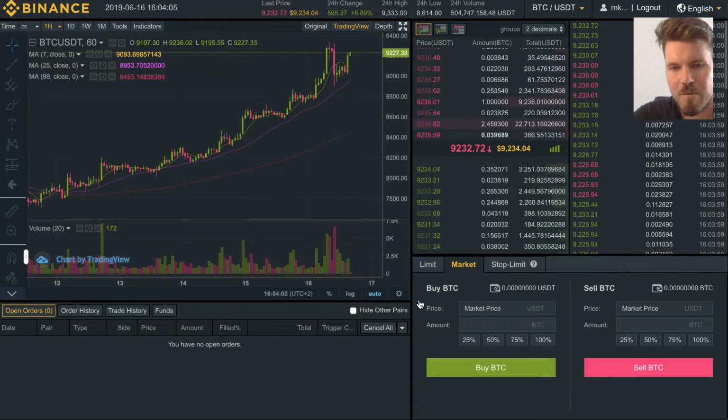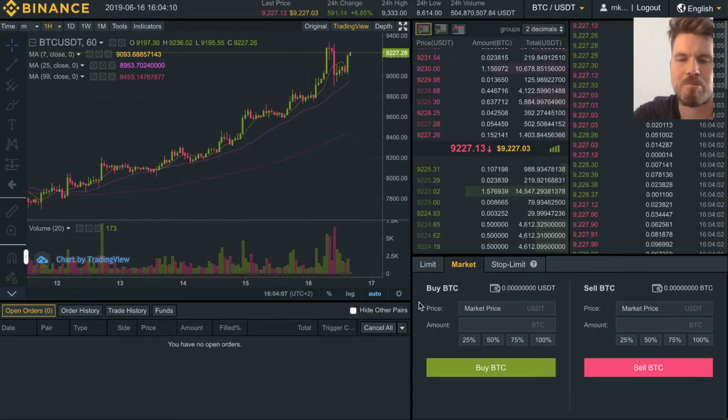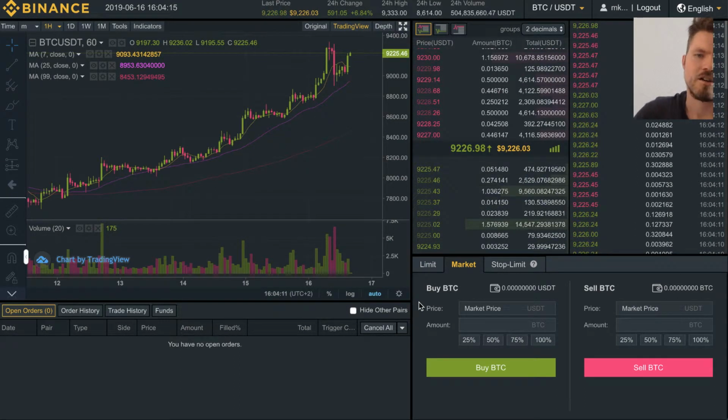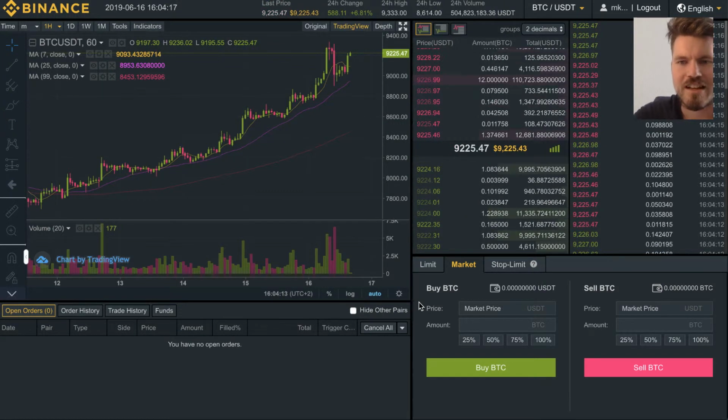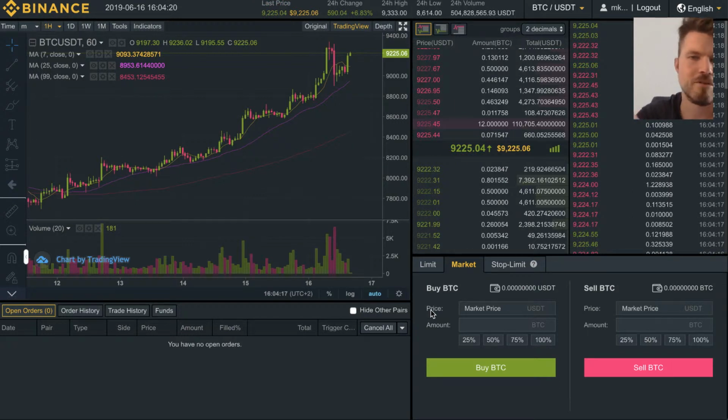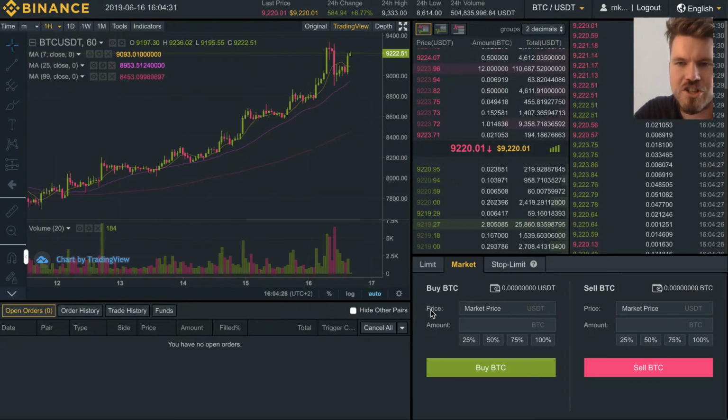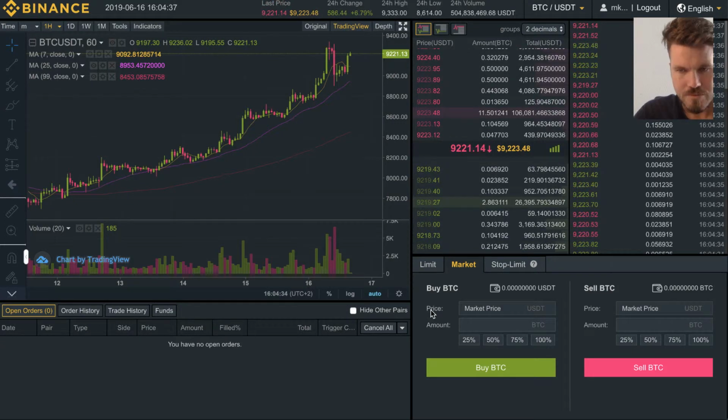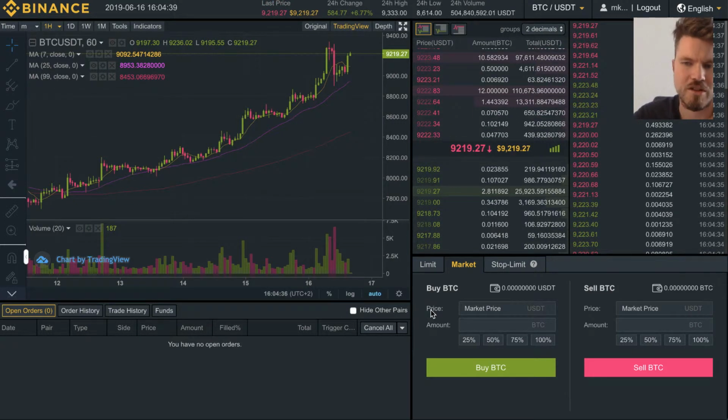Now the thing is, with market orders, you are buying at the best possible price where your buy or sell order will be filled. So that means you don't actually know at which price it will be filled, and in my opinion it's much better to use limit orders if you've got a lot of time. The thing with market orders is you're going to have a lot of slippage, and it's possible that you get a much worse buying price or much worse selling price when you use a market order.